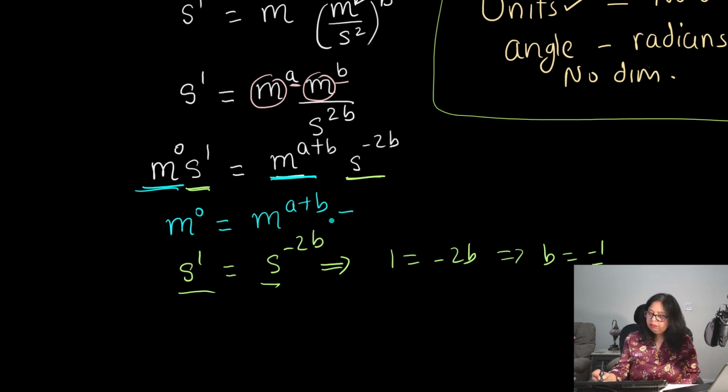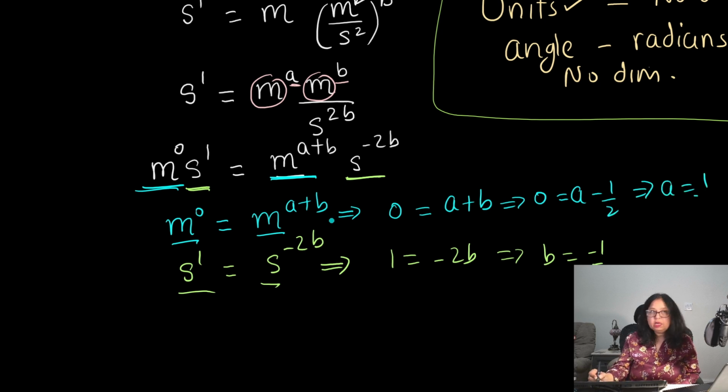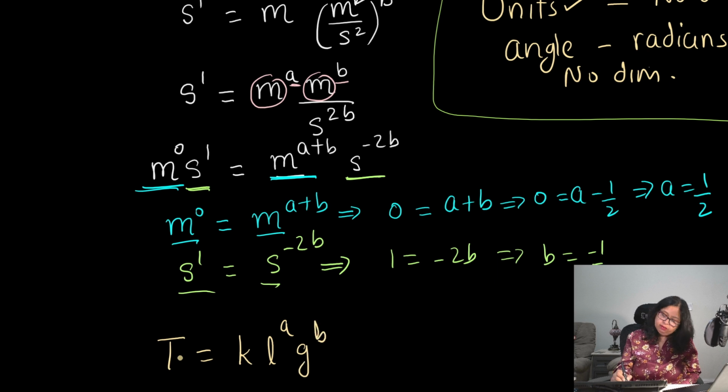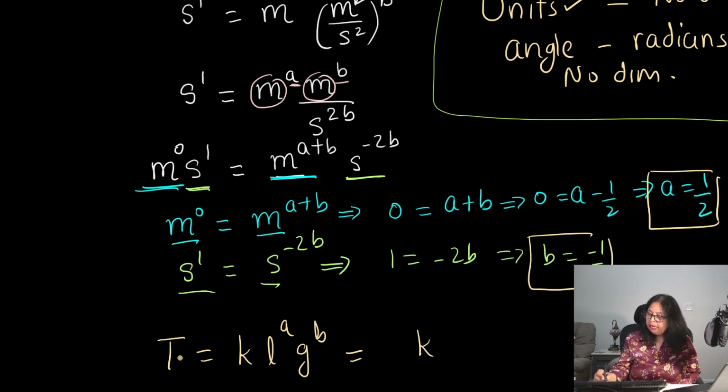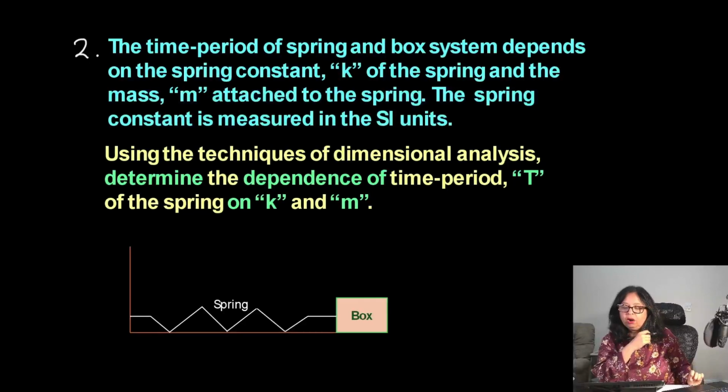And this first equation gives me, since the base is the same, equate the powers, you get 0 equals A plus B. And we know that B equals minus 1/2. Solve for A and you get 1/2. So just like before, we know that T equals K times L to the power A, G to the power B. Substitute these values of A and B, and you will get this to be K times L over G under the square root. Alrighty.